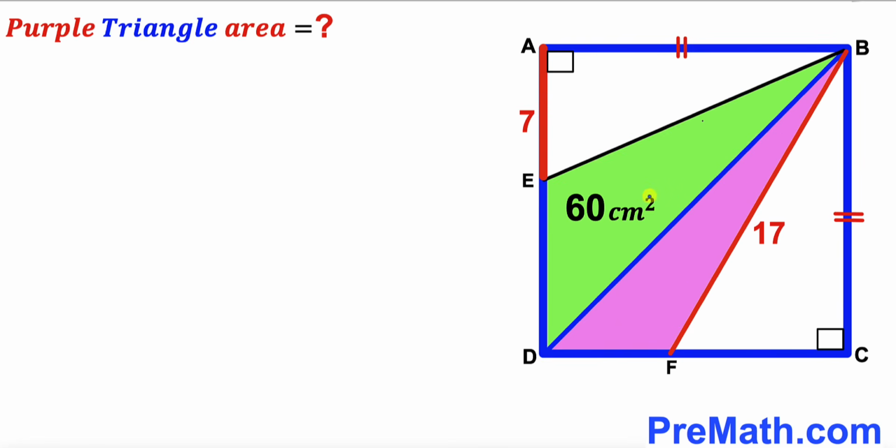In this video, we have this green shaded triangle DEB and this purple shaded triangle BDF, fully confined in a blue square ABCD, as you can see in the given diagram, such that the area of the green shaded triangle is 60 centimeters square. Moreover, segment AE has length 7 centimeters, whereas segment BF has length 17 centimeters. Our task is to calculate the area of the purple shaded triangle BDF.